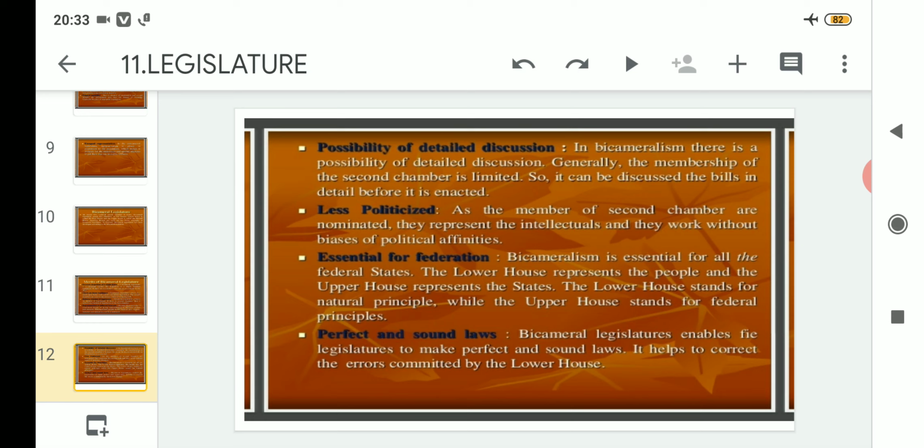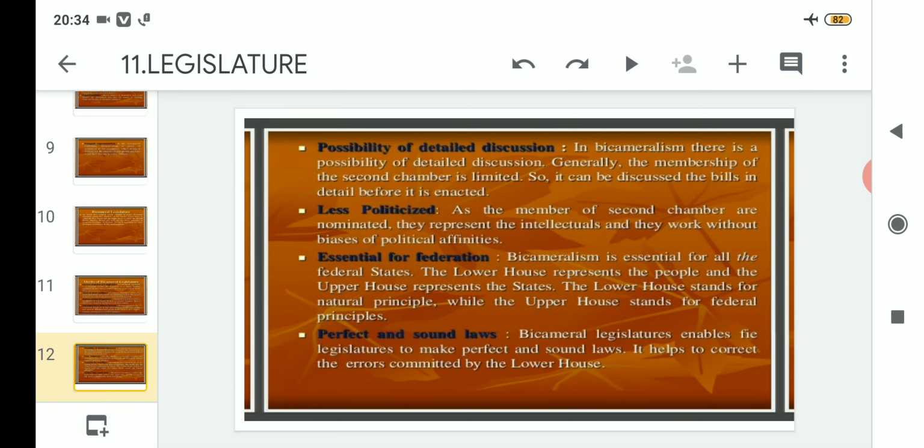Clear? After that, number 7 merit is, it is essential for federation. If we take an example of a country that is supporting federalism, we can take our own country, India. Bicameral legislature is very much essential and helpful for countries that are following federalism. The lower house represents the people and the upper house represents the states. The lower house stands for the national principle while the upper house stands for federal principles.